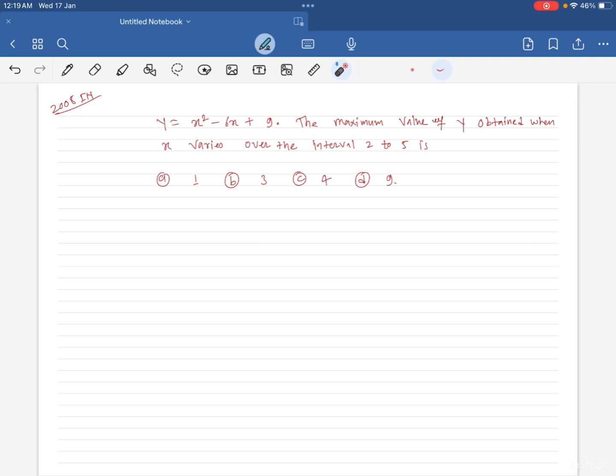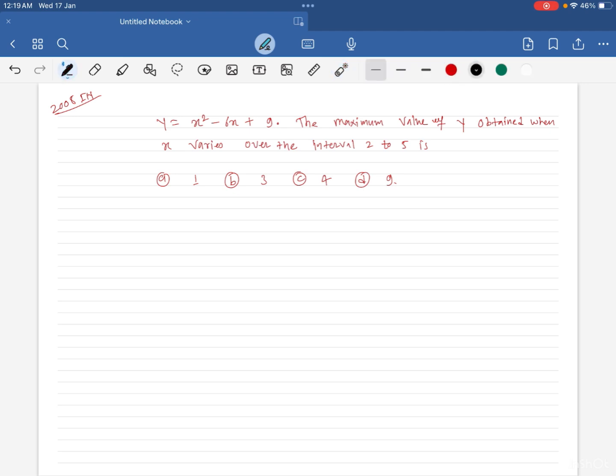Okay, so we have again similar type of question. So we have given this function, that is x square minus 6x plus 9, the maximum value of y obtained when x varies over the interval 2 to 5. So we have given this interval also, right? So in this interval we have to find what is the maximum value of this function.